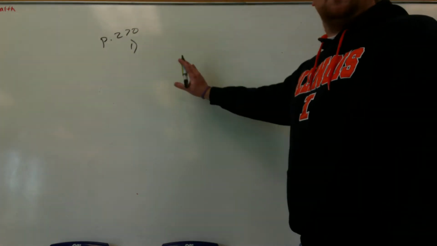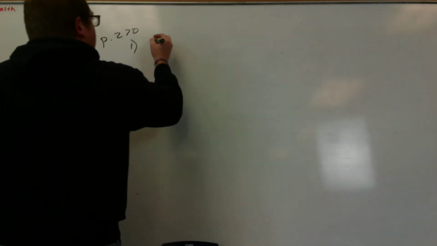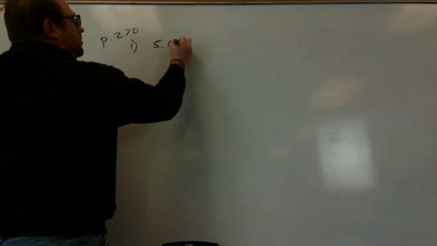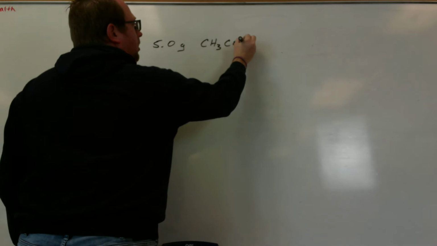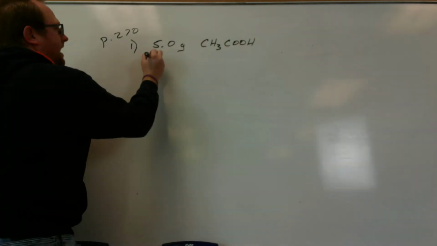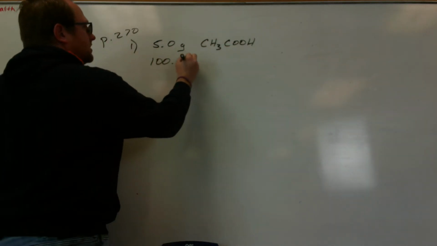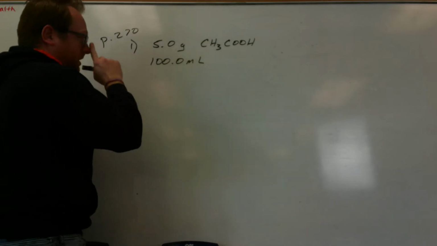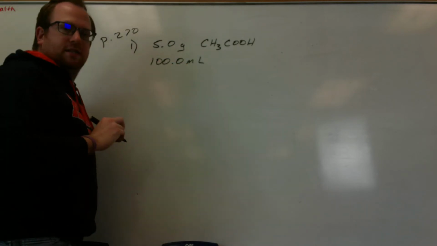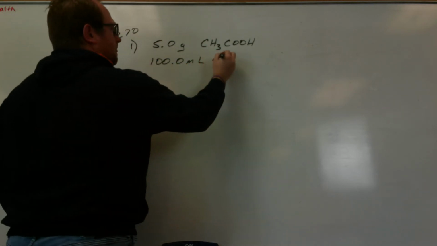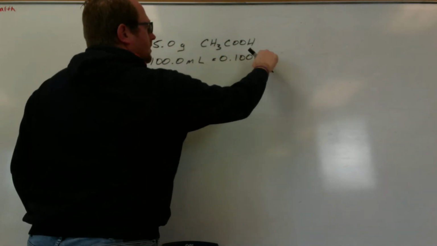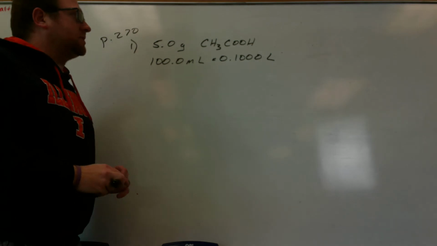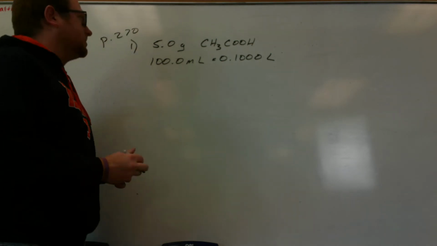So I'm going to first write down the things that I know. I know that I have 5.0 grams of acetic acid, which is CH3COOH, and it's 100 milliliters total solution. And right away, I know I need to turn this into liters. So that's 0.1000 liters, 0.1 liters. All right.